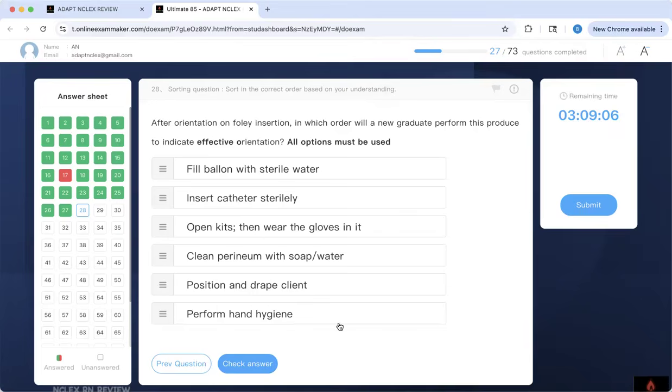What is the question? After orientation on Foley insertion, you know how to insert a Foley. In which order would the new graduate perform this procedure to indicate effective orientation? The words may change, but the principle is the same. How do you insert a Foley? Arrange them in order. You fill the balloon with sterile water. You insert the Foley sterilely. You open the kit, then you wear the gloves in it, you clean the perineum with soap and water, you position and drape the client, and you perform hand hygiene.